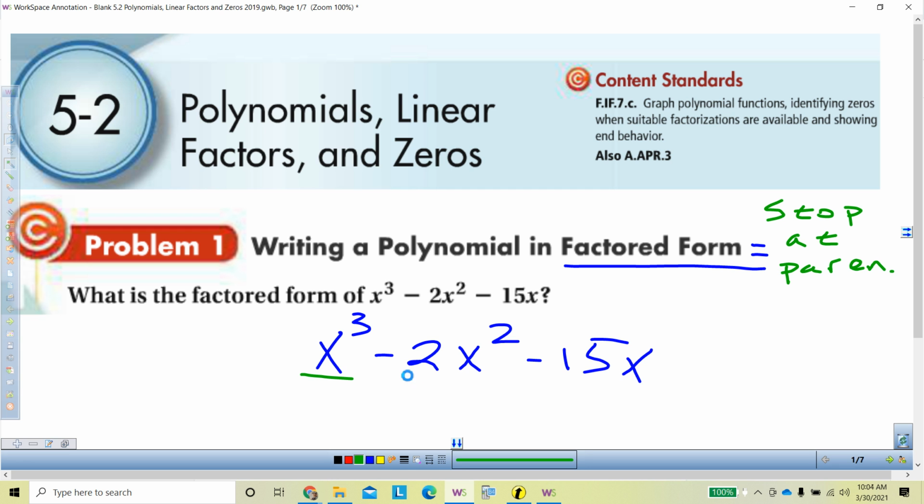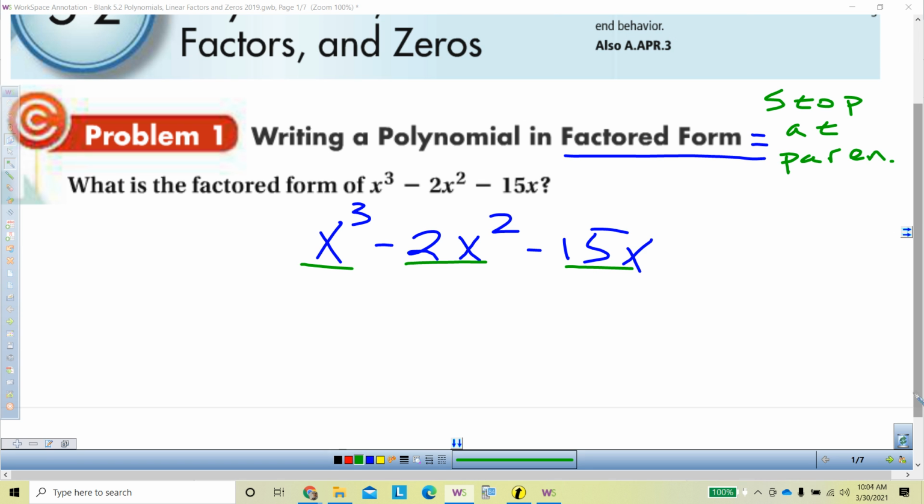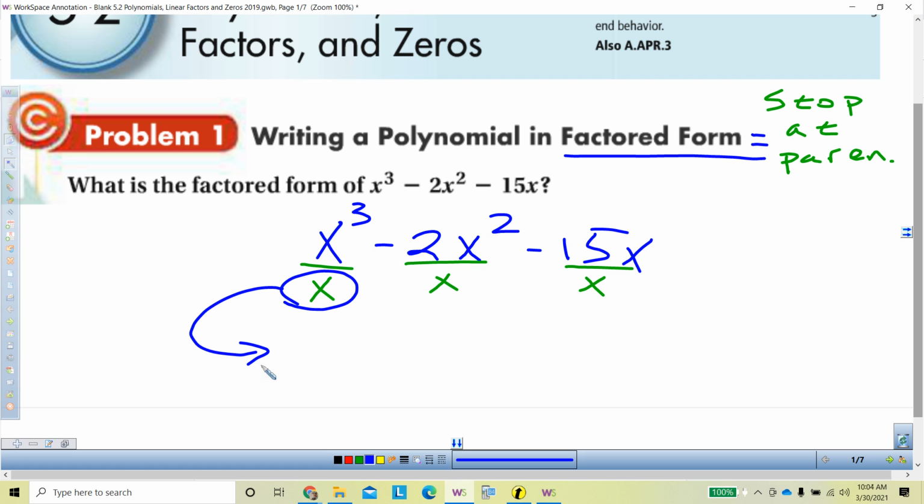As we look at this here, each term has an x. So as always, when we factor stuff, we're looking for greatest common factor. In this problem, the greatest common factor is x. So we can divide that out right away. We take that x, and it goes in front of the parentheses.